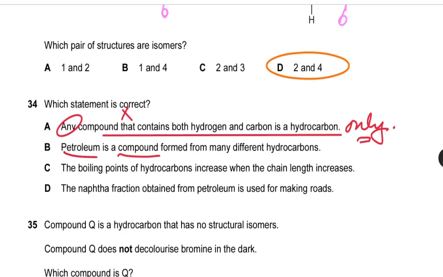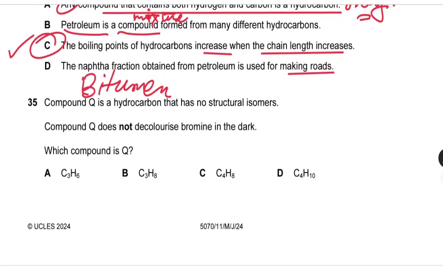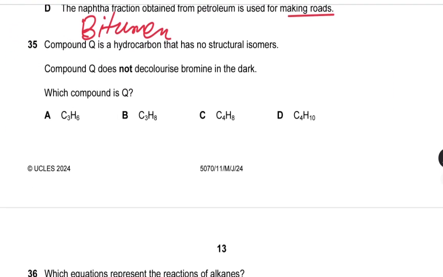No. Petroleum is basically crude oil, which is a mixture of many different hydrocarbons. The boiling point of hydrocarbons increases when the number of carbon atoms increases. Next option, the naphtha fraction obtained from petroleum is used for making roads. No. Bitumen is basically used.